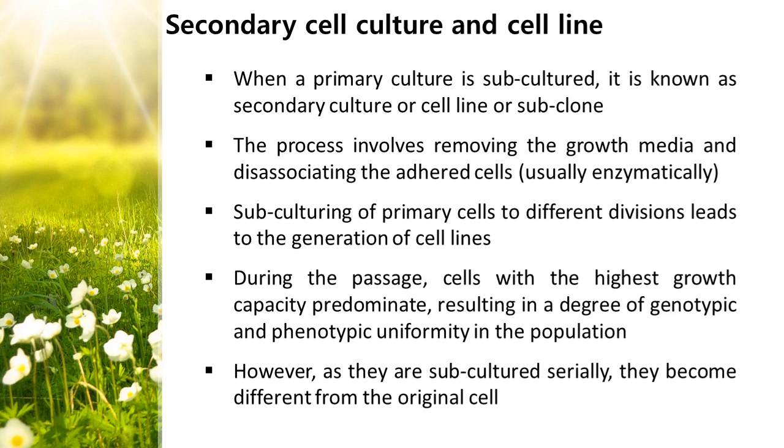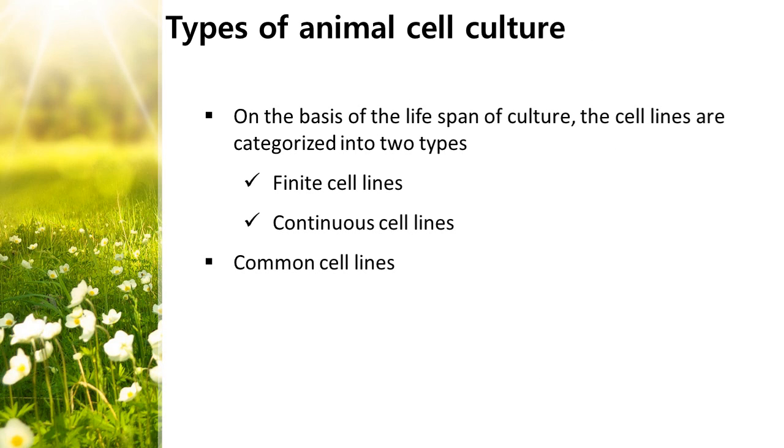But if we go for many subcultures, say for example if I have conducted 6 passages, and go for the seventh subculture, if we compare the characteristic features of cells grown in the seventh subculture and the cells of the primary cell subculture, there might be some deviations. So that is the thing that takes place with secondary cell culture.